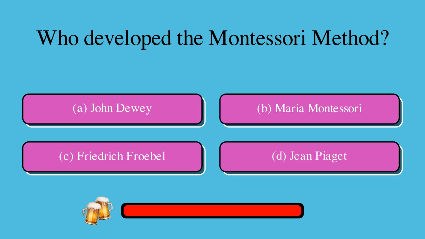Who developed the Montessori Method? Is it A. John Dewey, B. Maria Montessori, C. Friedrich Froebel, or D. Jean Piaget? The correct answer is B. Maria Montessori.